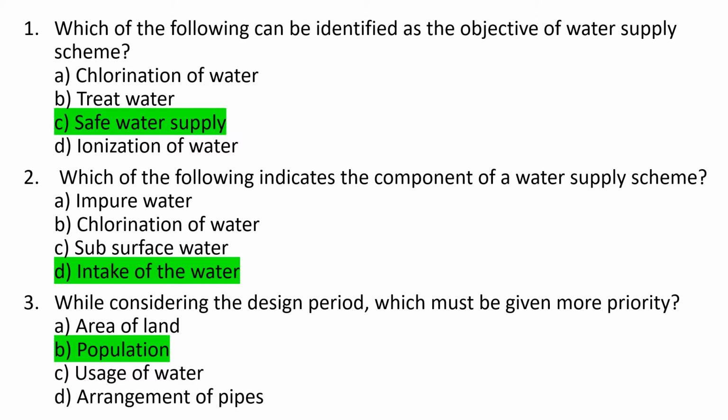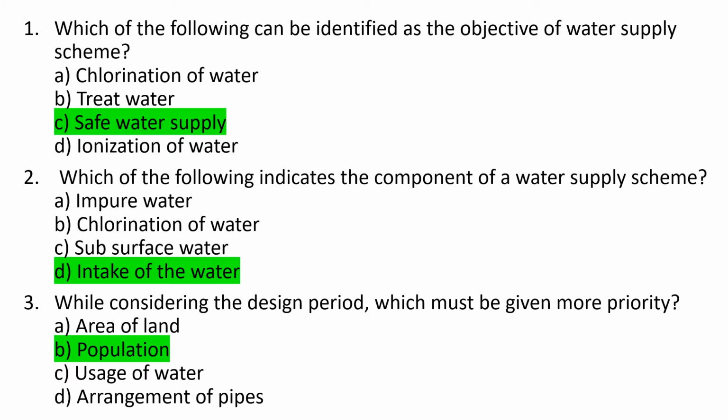In general, the objective of water supply scheme includes safe water supply, supplying sufficient quantity of water, supply of water to a convenient point with reasonable cost, and household cleanness of the users. So from the different options we have got the correct answer as safe water supply.